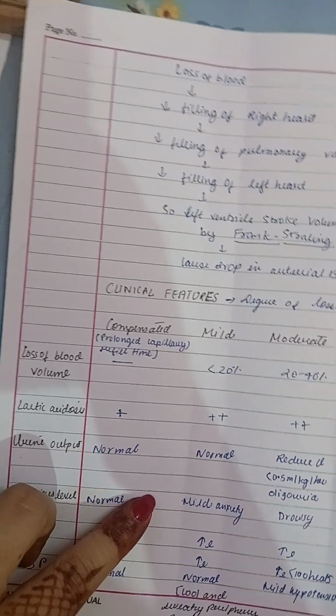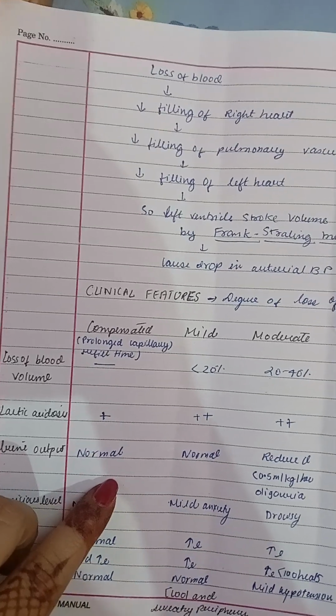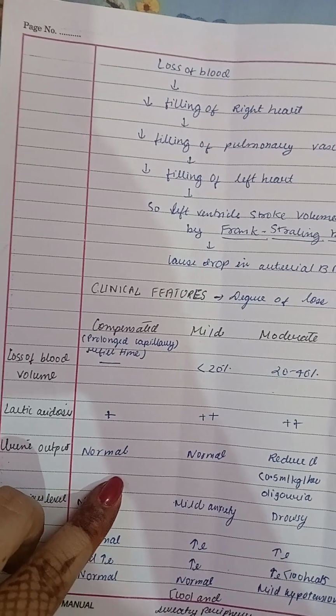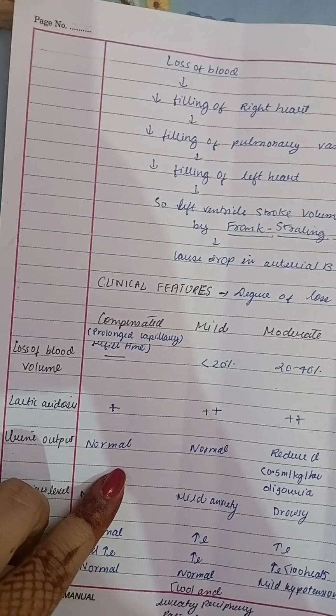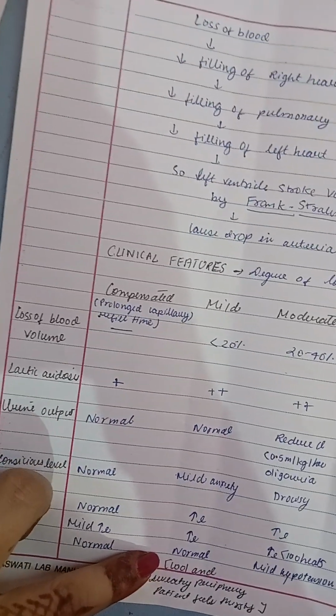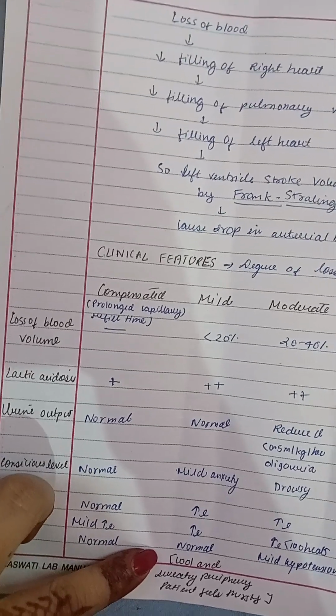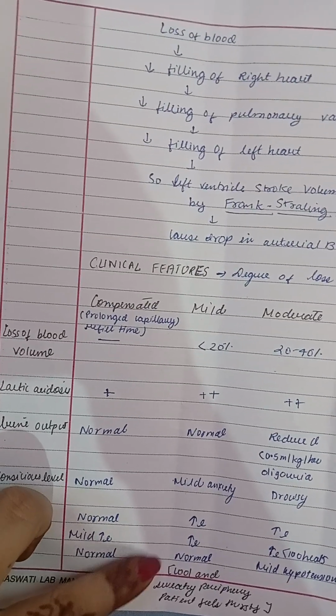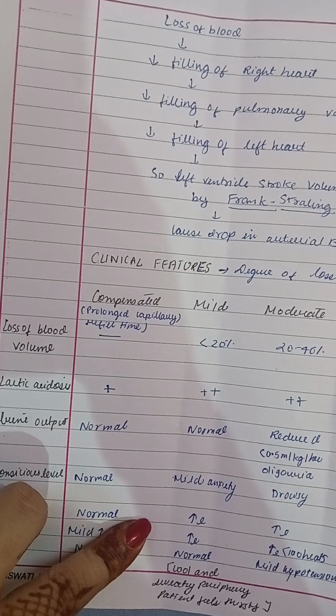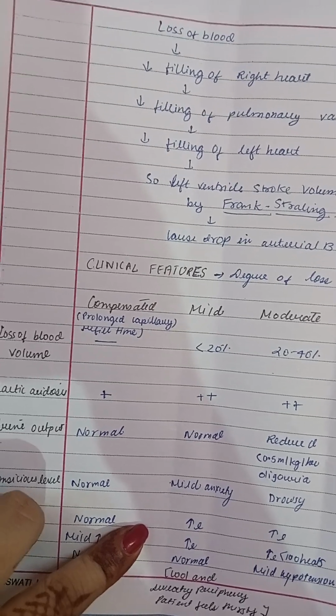Okay, we have already read that in non-hemorrhagic type of hypovolemic shock there will be cold and clammy extremities. Same here, in mild shock there will be cool and sweaty periphery, and the patient will feel thirsty. Okay, at this stage the patient will feel thirsty and the extremities will be cool and clammy.